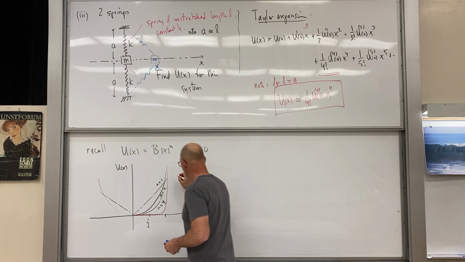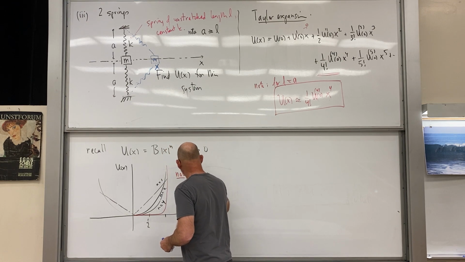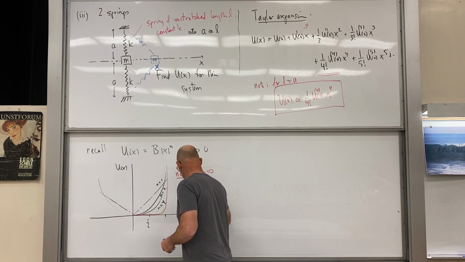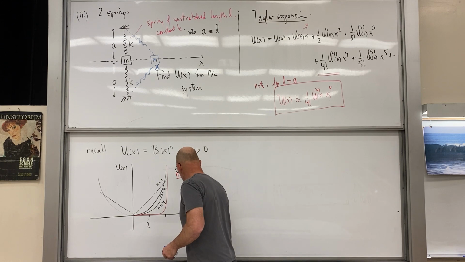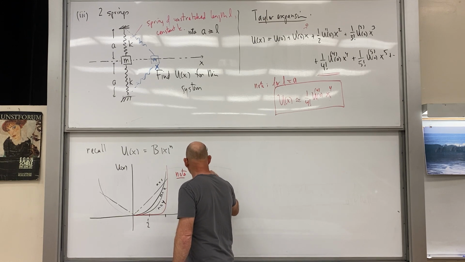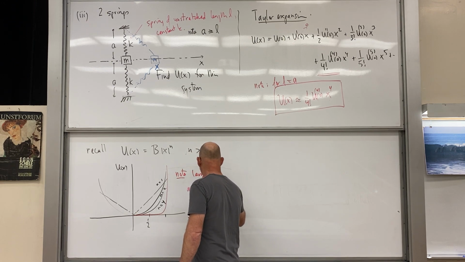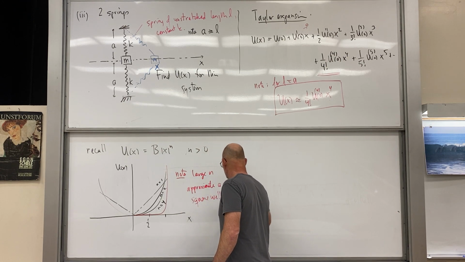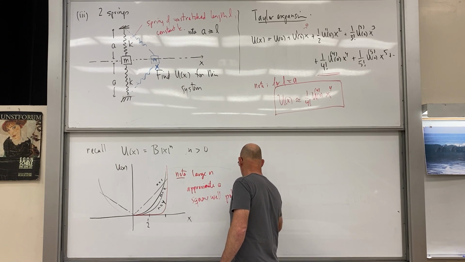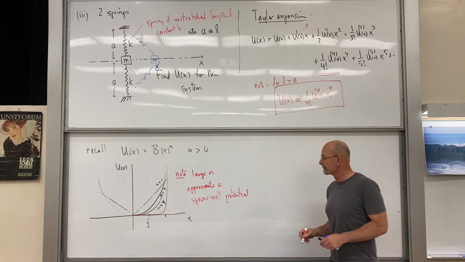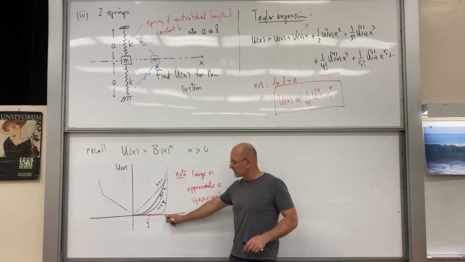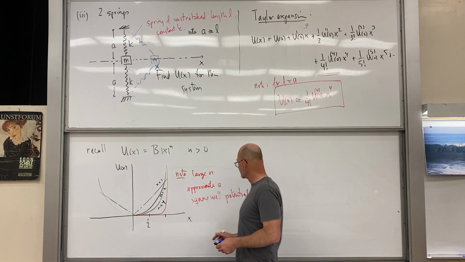Like that. So I'll put that as a note. N goes towards infinity. Or how about large N approximate a square well? A square well potential. Take n to infinity, this will be arbitrarily flat all the way out to arbitrarily close to 1 and then shoot straight up. And so that's a square well potential.